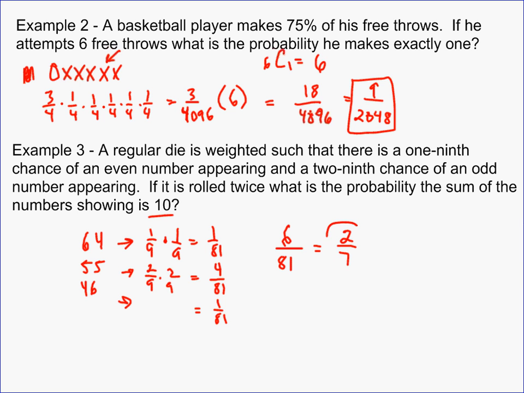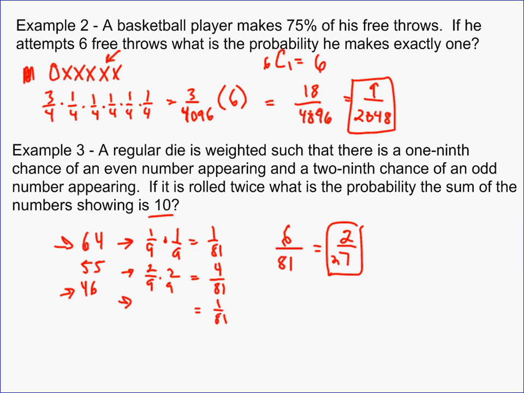So the probability of getting a sum of 10 is actually 2 over 27, which is less than the 1/12 that it would be if the die was fair. And the reason why is because 2 of them involved all even numbers, and so that's why it was less likely, because our problem said the even numbers had to happen 1/9 of the time.